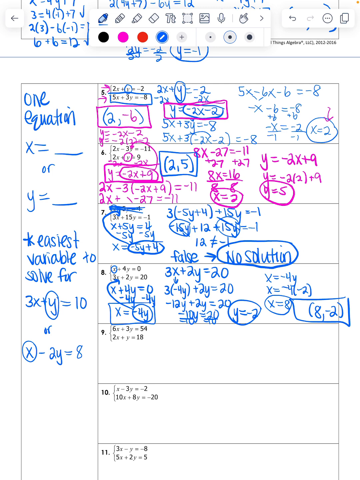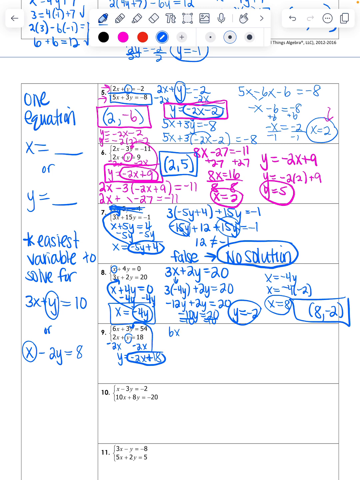Okay, let's do number 9. We have 6x plus 3y equals 54 and 2x plus y equals 18. Out of these options, this one definitely is the easiest to solve for. I get y equals negative 2x plus 18.